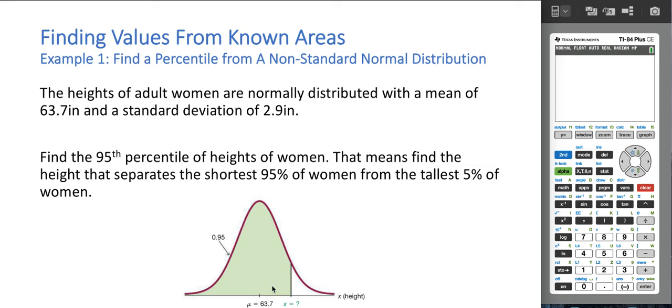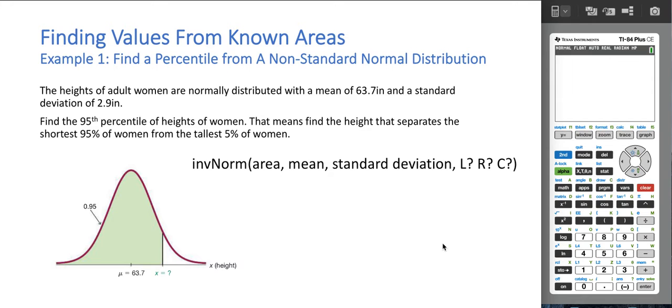In this problem, if you looked at my previous two screencasts, you realize that we're being given the area. So we know what the area is. What we're looking for is the z-score. Well, it's not a z-score here because it's not normal. We're looking for that height that is going to separate the top 5% of the women from the bottom 95% of the women. So this area in white is the 5%, 0.05, and the area in green is 0.95.